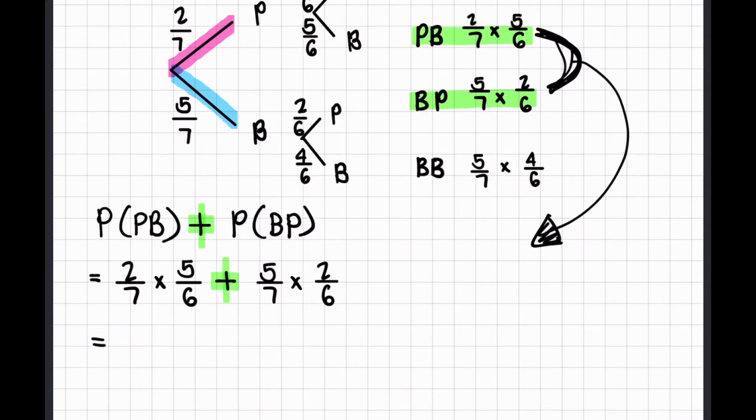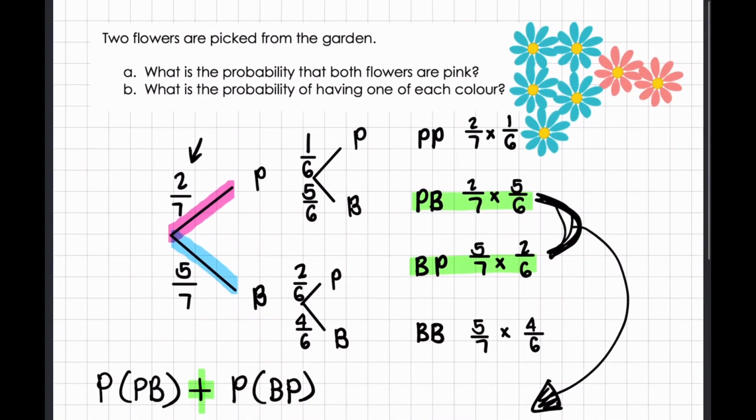So 2 times 5 is 10 over 7 times 6, which is 42, plus 10 over 42, which gives me 10 plus 10, which is 20 over 42. And 20 over 42 is going to simplify down as 10 over 21. And that would be the probability of picking one of each of the flowers, or each of the colors.